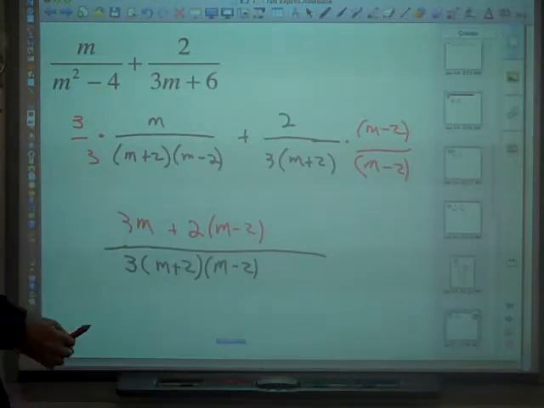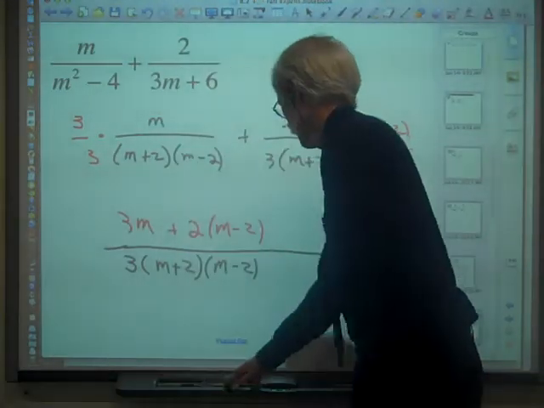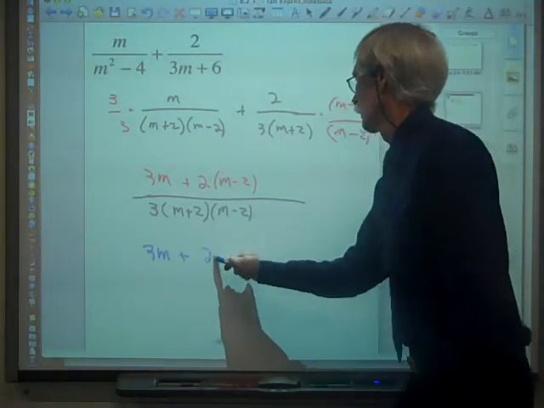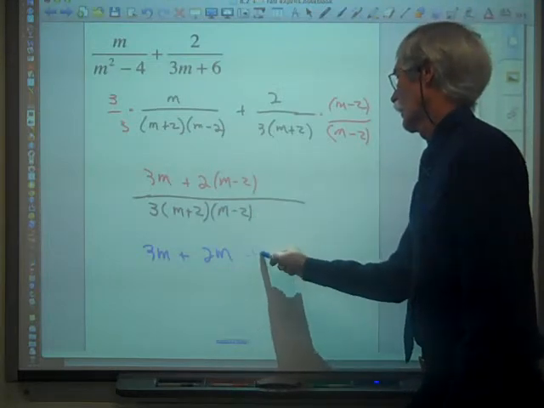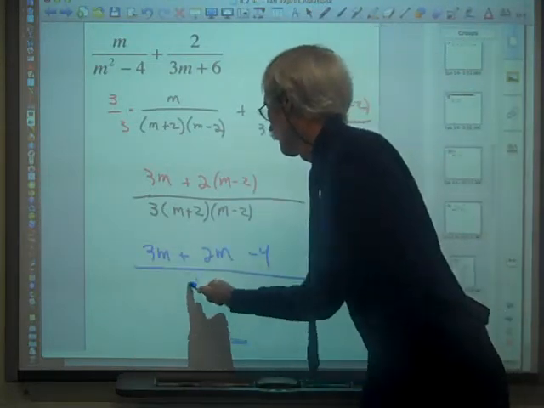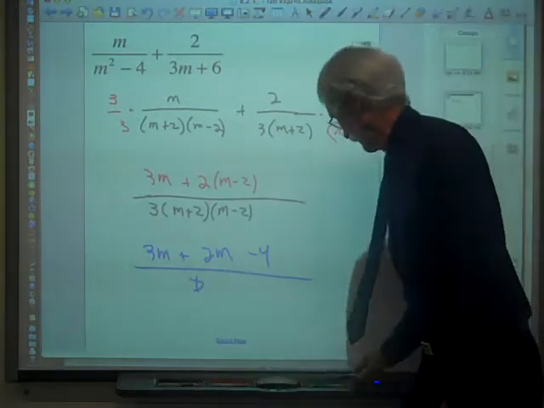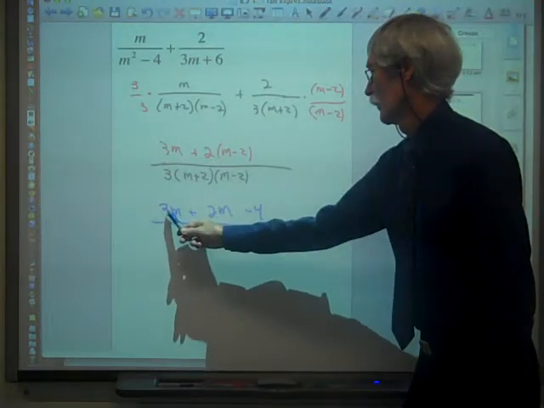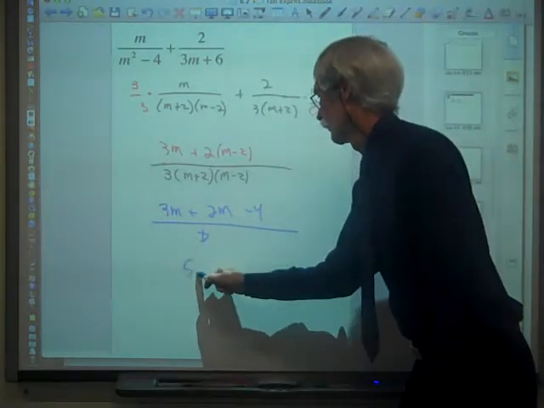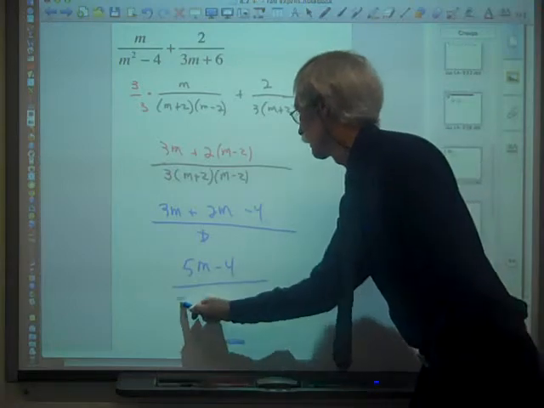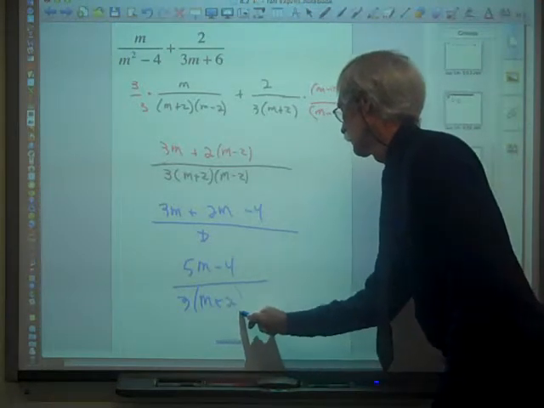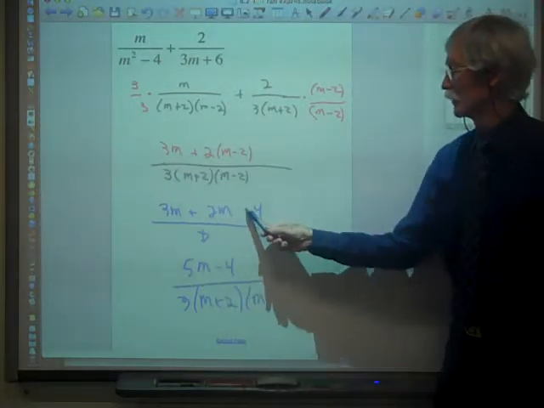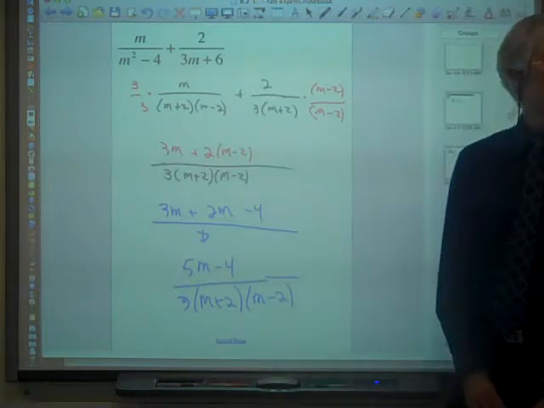Take the 2 inside. I think it's just 3 plus 2m minus 4 over d for the denominator. And what does that make? 5m minus 4 over the denominator. Yeah, I just put the numerator together, where the bottom stays the same.